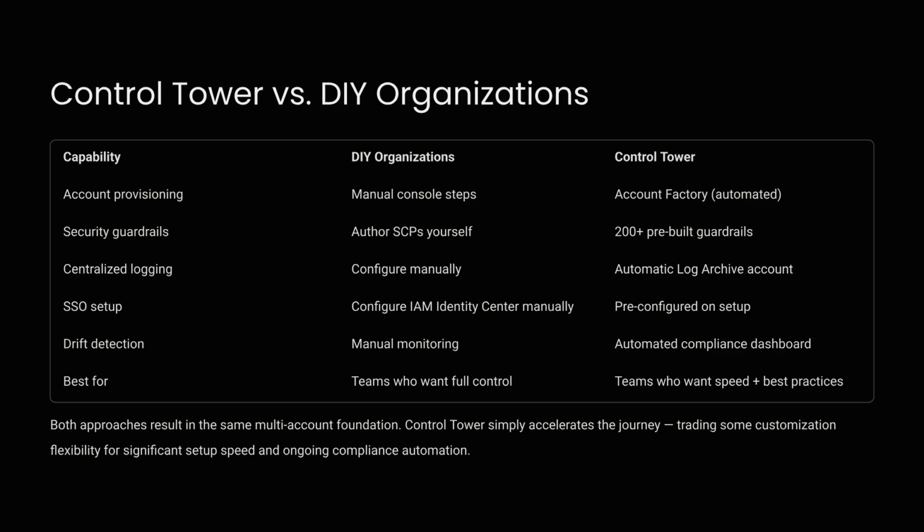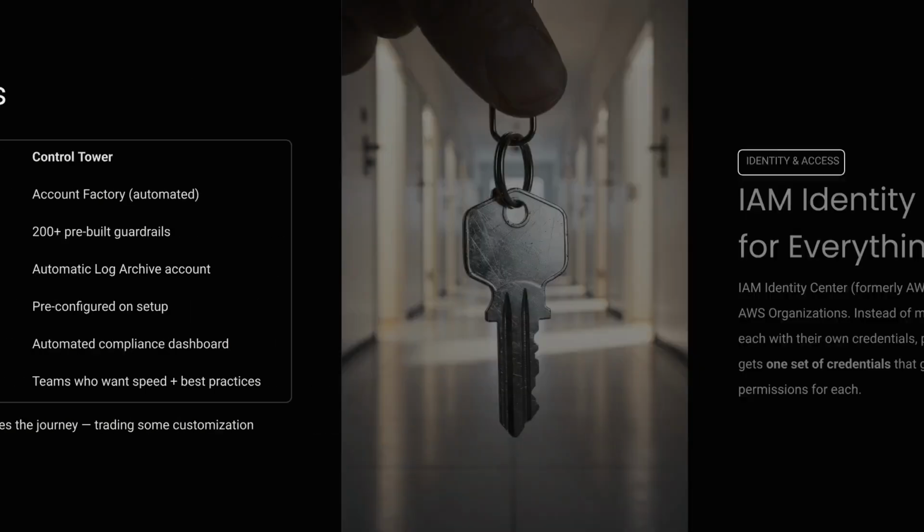Comparing Control Tower to a DIY Organizations approach shows a clear trade-off. Control Tower provides automated setup, pre-built guardrails, and compliance monitoring, best for teams prioritizing speed. DIY Organizations requires manual configuration but offers full control, best for teams needing high customization. Both result in the same secure foundation.